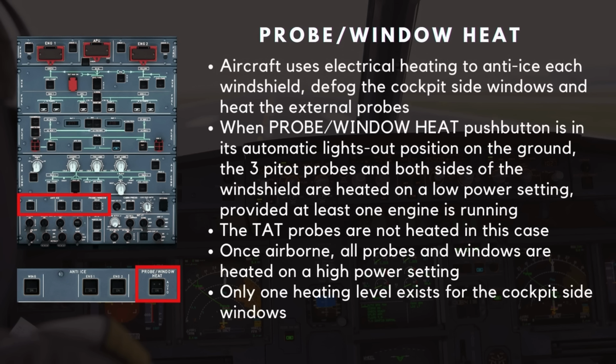Next is the probe and window heat push button. The aircraft uses electrical heating to anti-ice each windshield, defog the cockpit side windows, and heat the external probes. When the probe and window heat push button is in its automatic lights-out position on the ground, the three pitot probes and both sides of the windshield are heated on a low power setting, provided at least one engine is running. The TAT probes are not heated in this case. Once airborne, all probes and windows are heated on a high power setting. Only one heating level exists for the cockpit side windows.